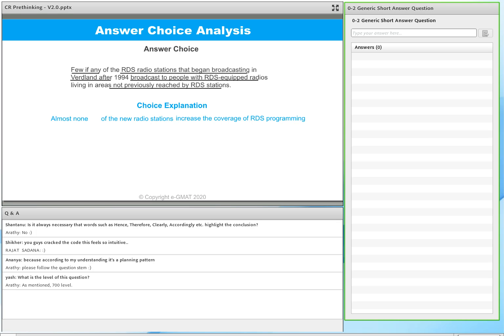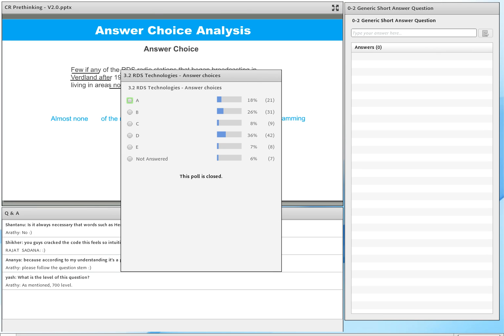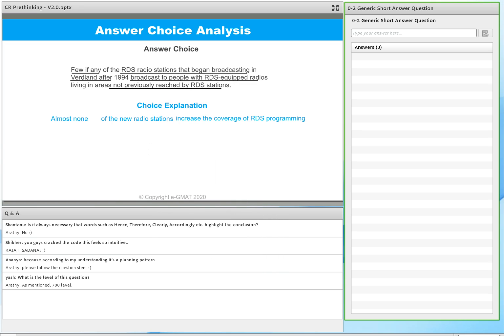RDS technologies. This is how you guys polled. 18% of you, or 21 of you, chose choice A. Choice A is the correct option, and only 18% of you got it right. It's a very convoluted choice. Remember, this is an official question, not an e-GMAT question, but it's a beautiful official question.